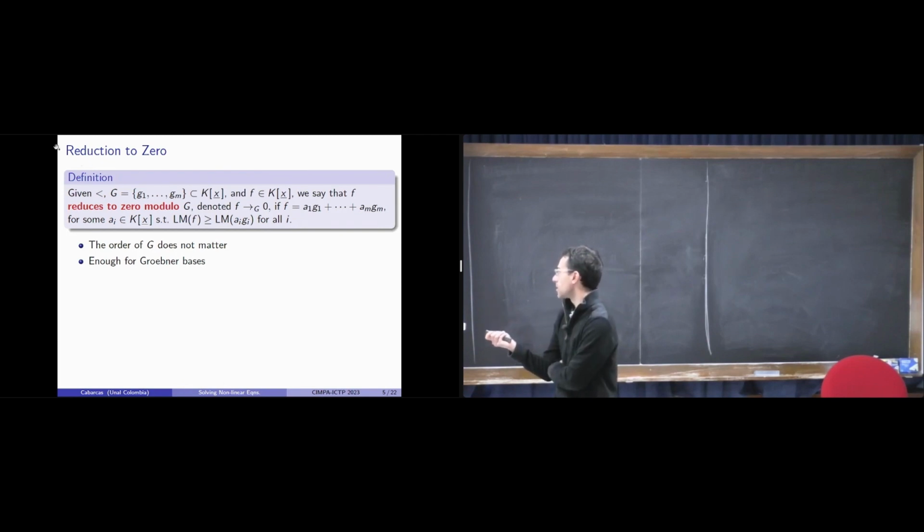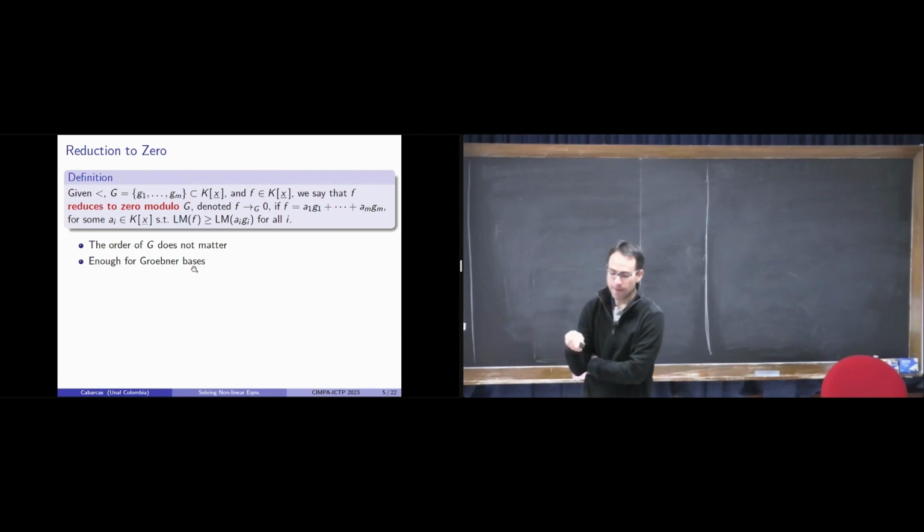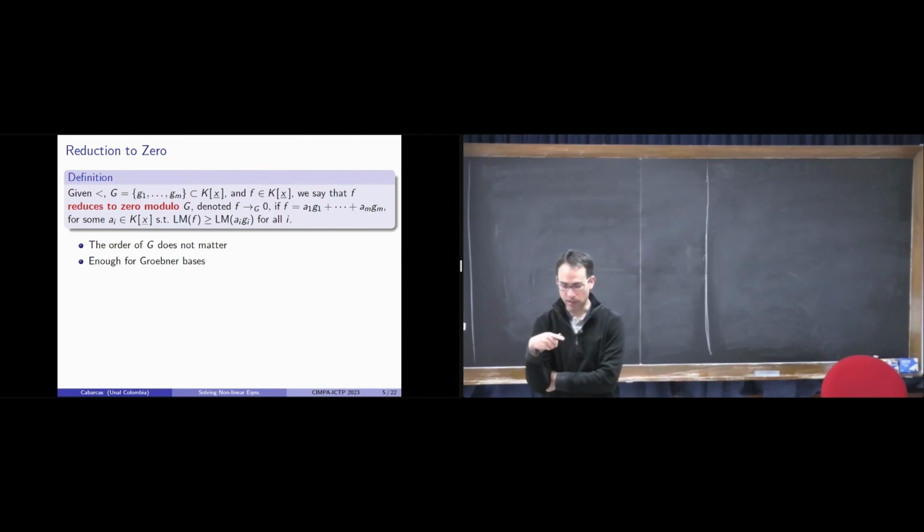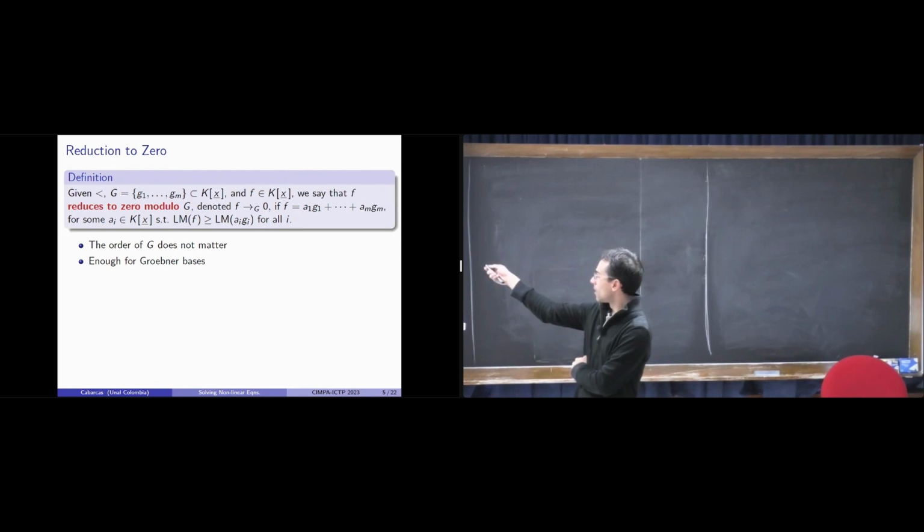And it can be proven, as the theorem that I wrote before, that this is enough to have a Groebner basis, which is to say, if every S polynomial reduces to 0 modulo G, then G is a Groebner basis.